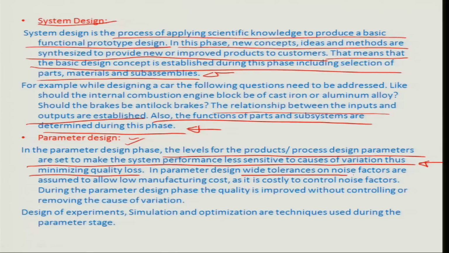The capacity of the particular engine should be such that the performance parameter is always kept on the upper side just by a little bit, so that there is always compliance to the performance metrics. There should not be a situation where the metric is at a borderline and the product is not able to achieve it in most cases. So plan the performance metrics in a manner so that the metric lies somewhere within the capacity or range of the product. And in the parameter design, wide tolerances on noise factors are assumed to allow low manufacturing cost, as it is costly to control noise factors.